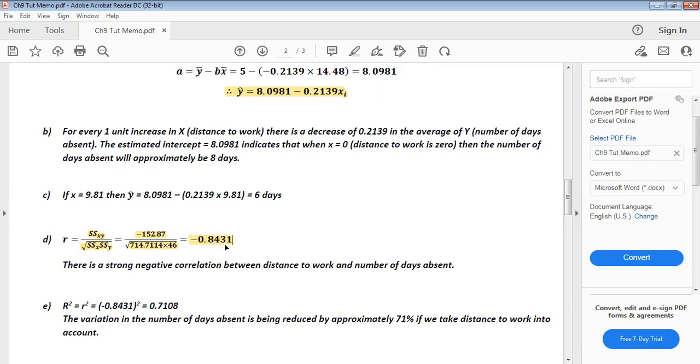If it was 0.4 or below, it means that it's not strong. There's a weak correlation, okay? Anything from 0.5 upwards is a strong correlation.